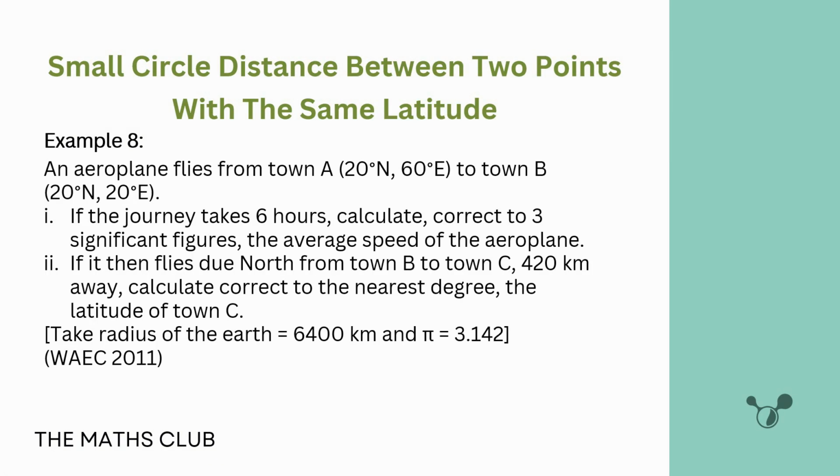Example 8 now says that an aeroplane flies from town A, 20 degrees north 60 degrees east, to town B, 20 degrees north 20 degrees east. If the journey takes 6 hours, calculate, correct to 3 significant figures, the average speed of the aeroplane, and then if it flies due north from town B to town C, 420 kilometers away, calculate, correct to the nearest degree, the latitude of town C. We take the radius of the earth to be 6,400 kilometers and pi to be 3.142. This is taken from WAEC 2011. I want you to pause the video and just try something.